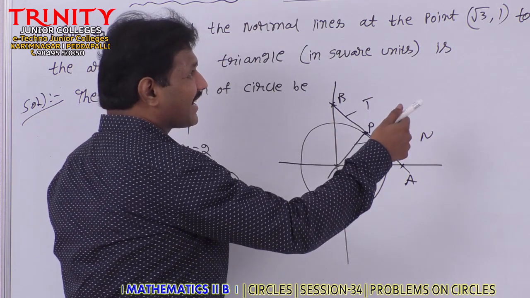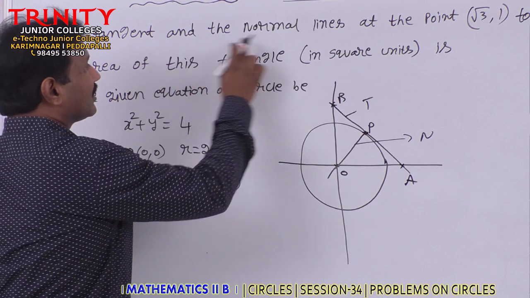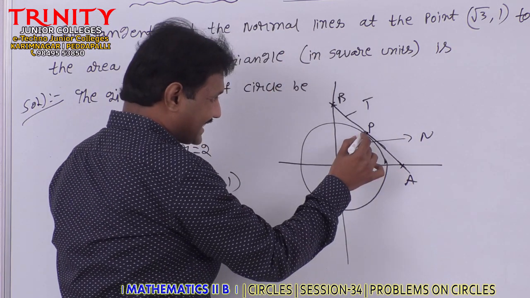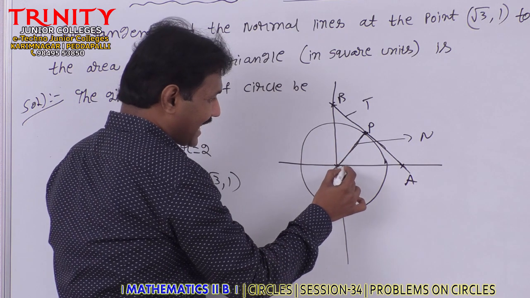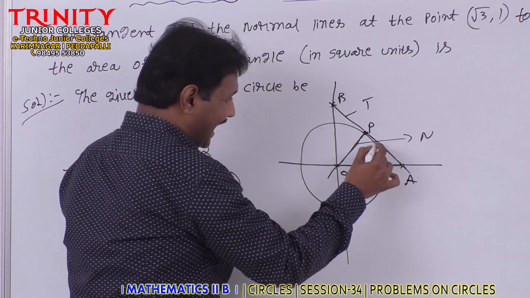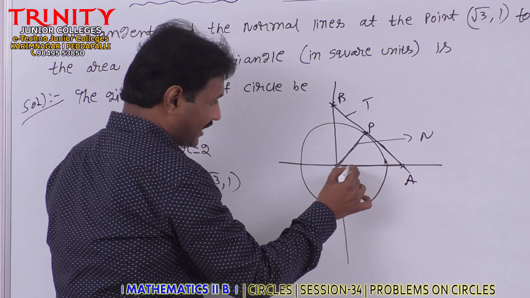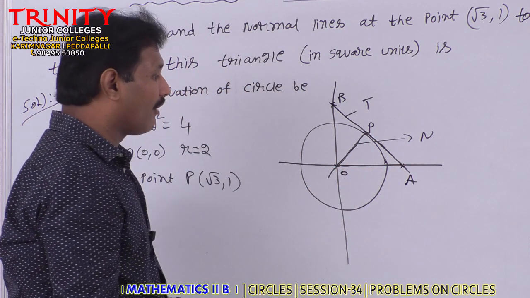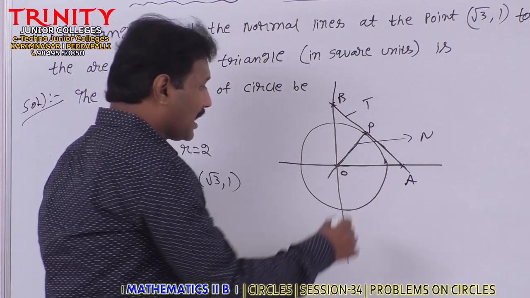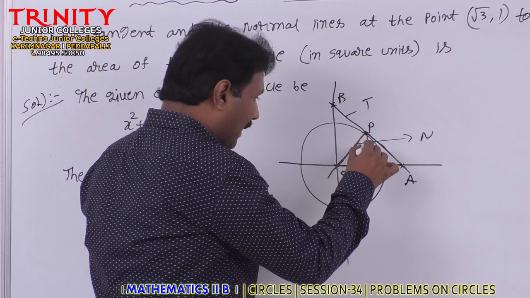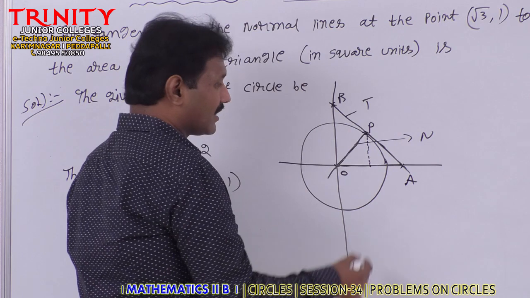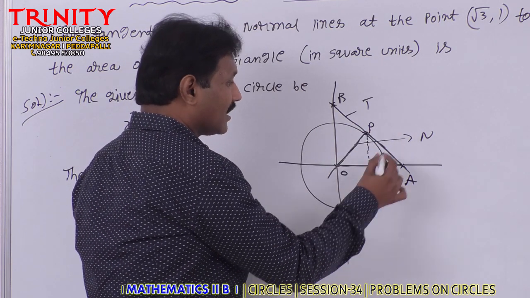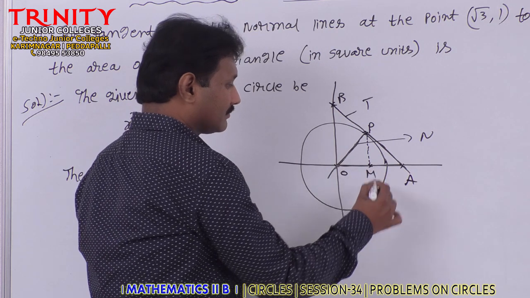We need the area of the tangent, normal and x-axis triangle. This is the tangent. This is the normal. This is the x-axis. We know that the area of a triangle is half base into height. Here from P, we draw a perpendicular to the x-axis. Let it be named as M.